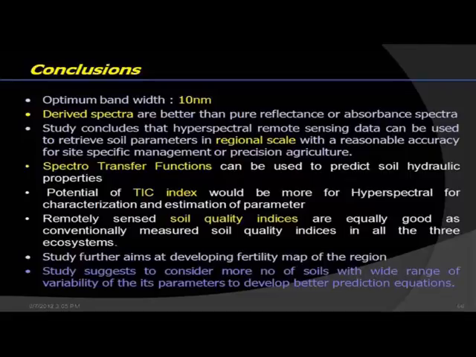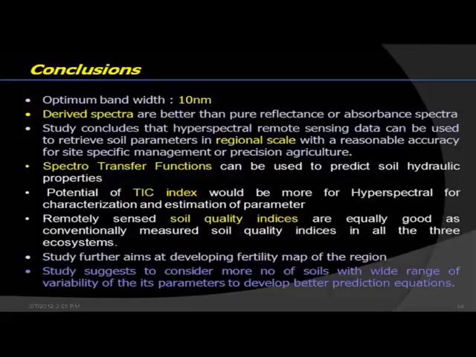Then you could see the potential of the total carbonate content index, which has more potential if more bands are available, and can be used with hyperspectral data for characterization of not only soil but also other parameters. And the remotely sensed soil quality index can, of course, partly substitute the conventional approach for soil quality monitoring. In three ecosystems we could see this.